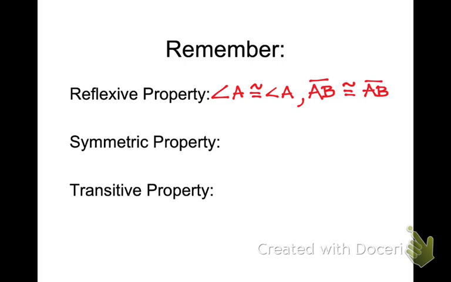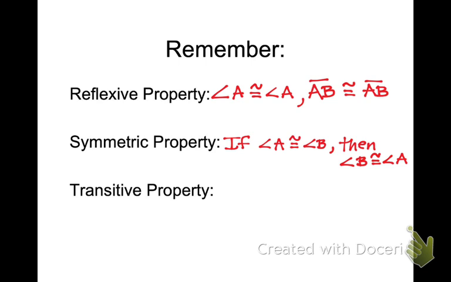Okay, symmetric property. Remember, if angle A is congruent to angle B, then the symmetric property just tells us we can flip the order. So angle B is congruent to angle A. We will not be using that at all. We used that back when we were solving for X, if you guys remember doing that back in chapter 2.